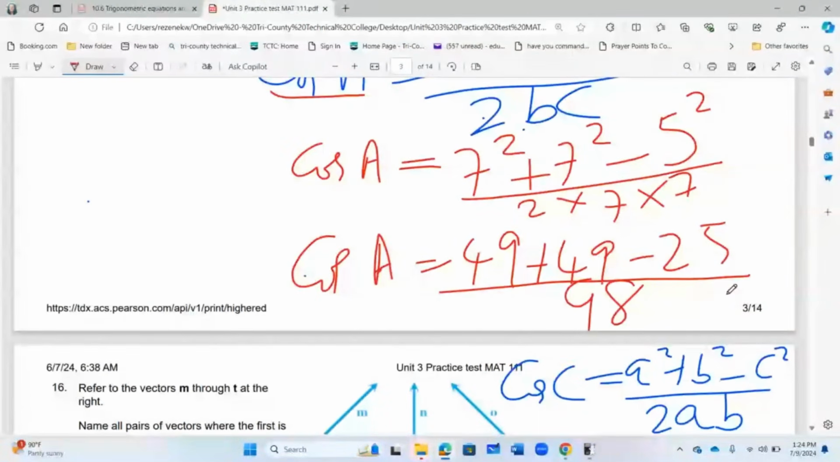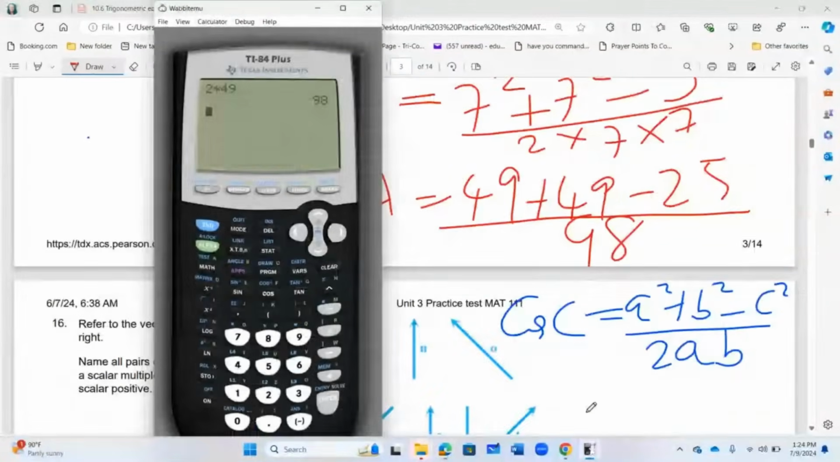Get my calculator in there. 49 plus 49 minus 25. And that's what I have. 49 plus 49 minus 25, that's what I have in the numerator. Then I divide by 98. Whatever the answer is, divide by 98.